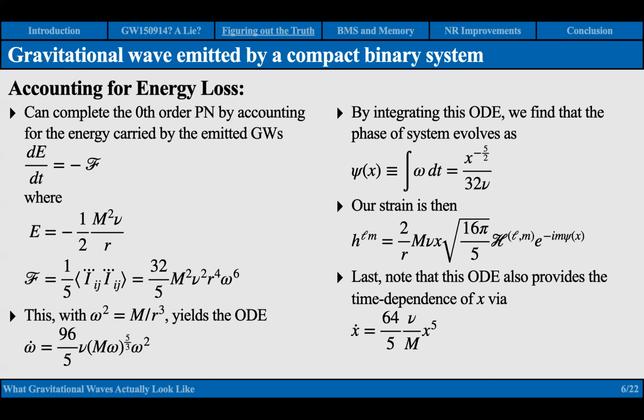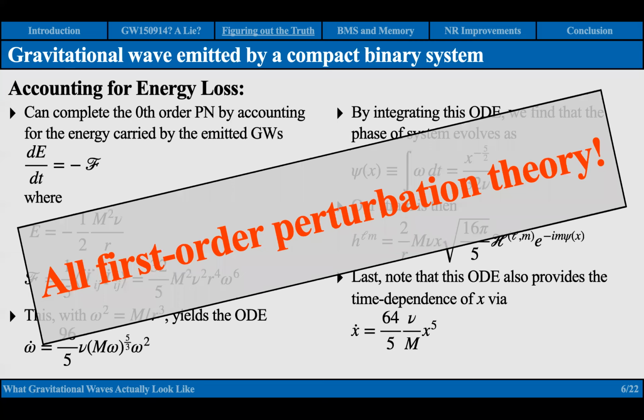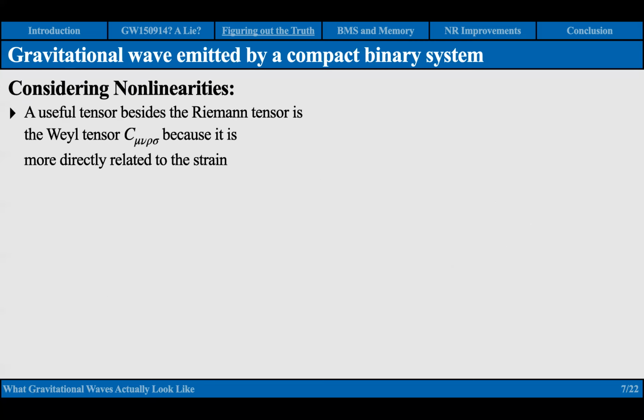Okay, but so far, this has all been first order perturbation theory, so we really haven't done anything interesting. I mean, we figured out what the gravitational wave is, and we figured out how the binary is going to coalesce, but this is all still just linear GR. So let's try to do something nonlinear. This is the new thing. This usually isn't done in GR because it's a little bit more complicated.